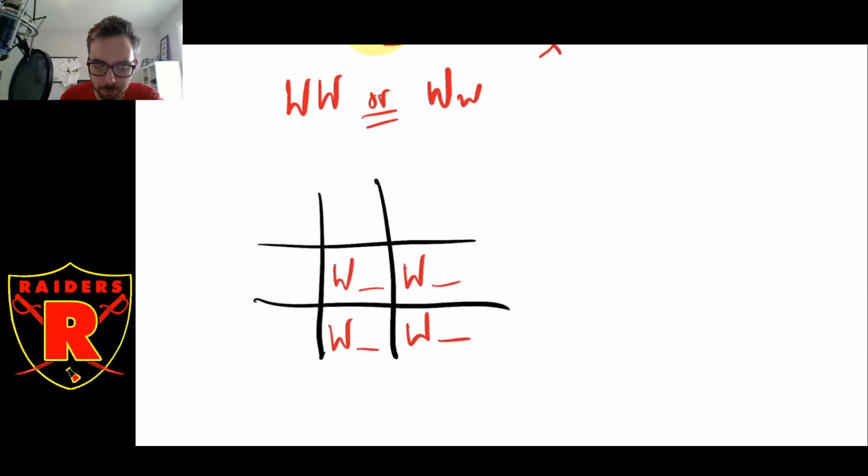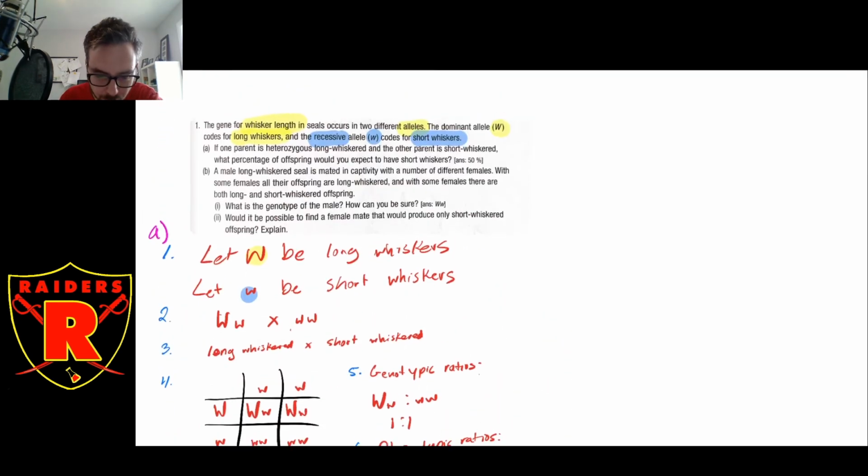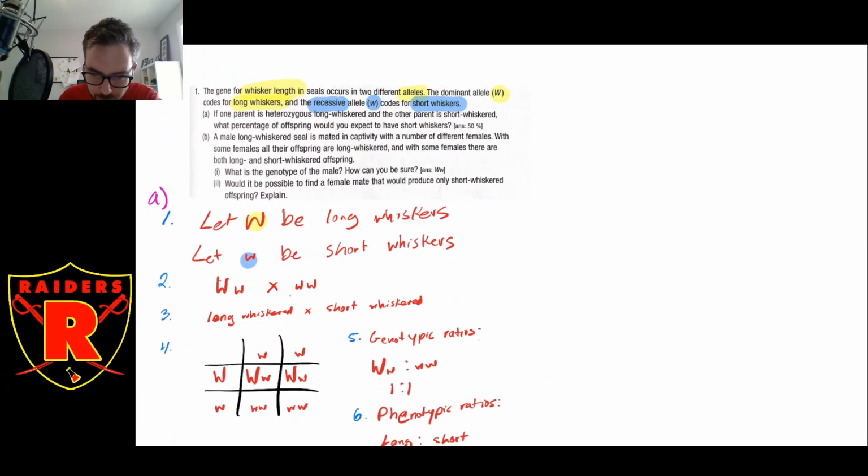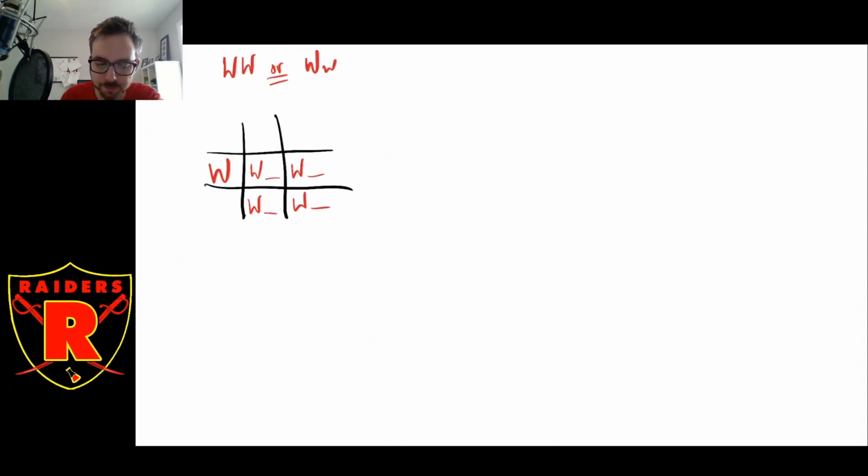Okay, so what do we know about the parents? There has to be at least one big W in the parents, so that doesn't really tell us very much, because it could be coming from the male or the female. It doesn't say which one, so that's not very helpful. With some females, all their offspring are long whiskered. With some females, there are both long and short whiskered.